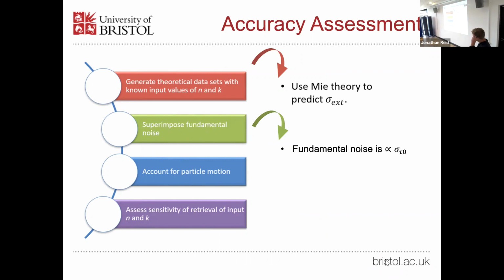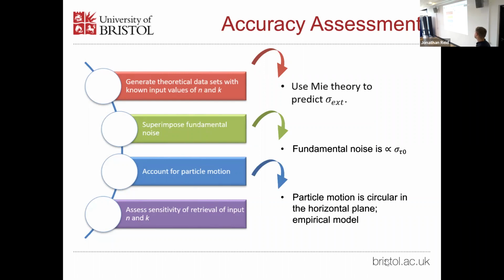That's related to things like the accuracy of the photodiode detector and changes in radiation scattering in the cavity with changes in temperature and pressure. And we have to account for the particle motion as well in our trapping cell. And we assume that the particle motion is circular in the horizontal plane. It's negligible in the vertical plane, and we use some empirical model to compare the effect of the particle motion in our measurements to our simulations and match the two up.